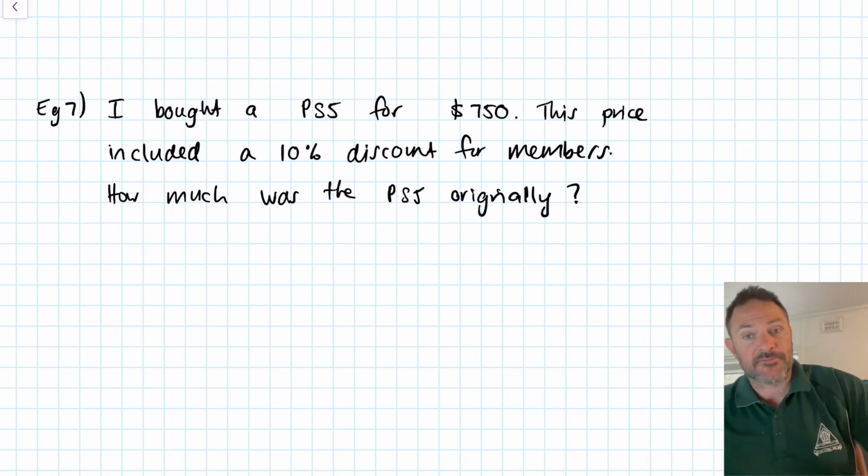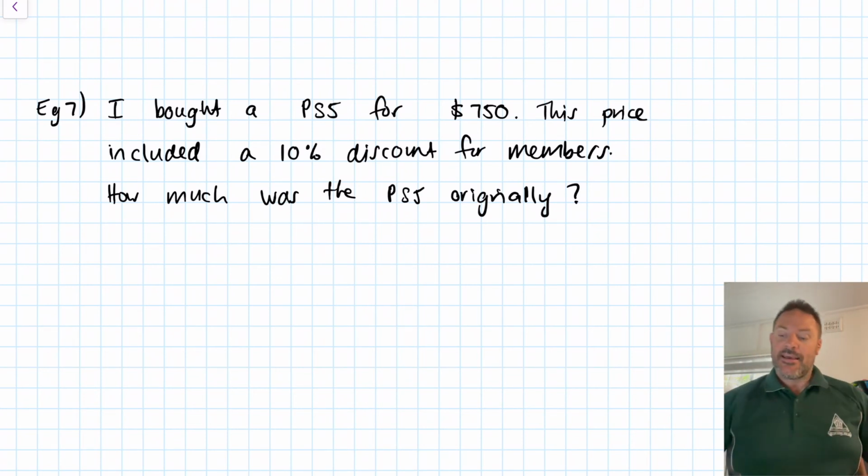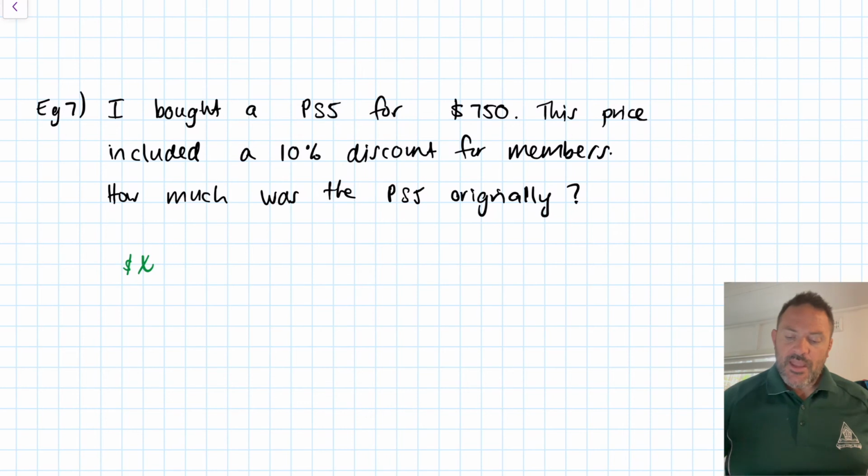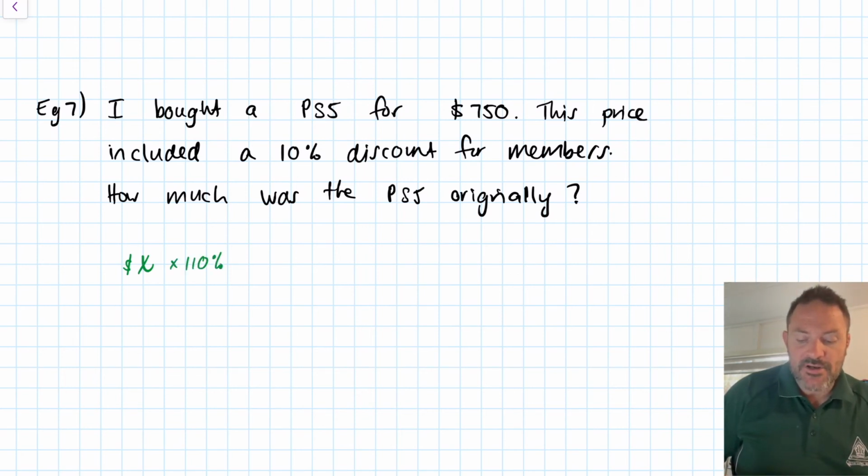I bought a PS5 for $750. The price included a 10% discount for members. Okay, slightly different question. So I've got my amount, which, let's call that X dollars, right? And it's been already increased by 10%. So it's been times by 110% already, and my answer got me $750.